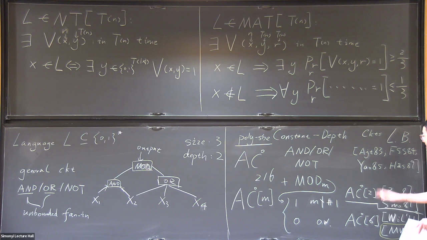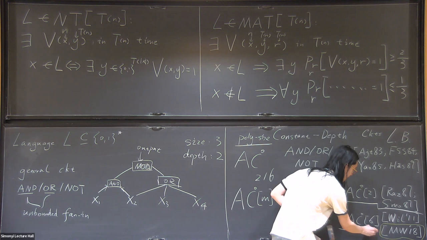But a decade ago, Williams made a breakthrough proving that non-deterministic exponential time has no AC0[6] circuits. I'll explain what I mean by non-deterministic exponential time later, but I'm just giving an overview. That was improved, and Murray and Williams greatly improved the lower bound against AC0[6]. So today I will try to give you an overview of an alternative proof of their result.